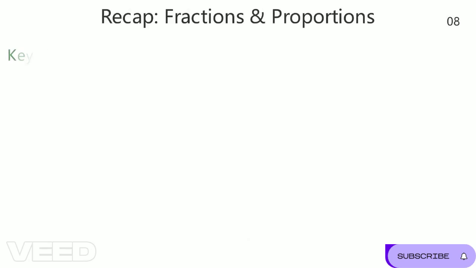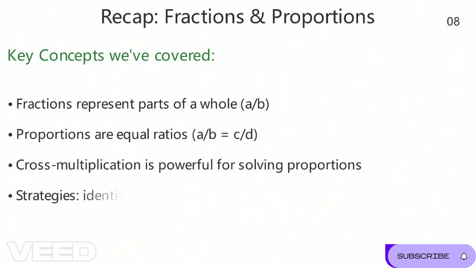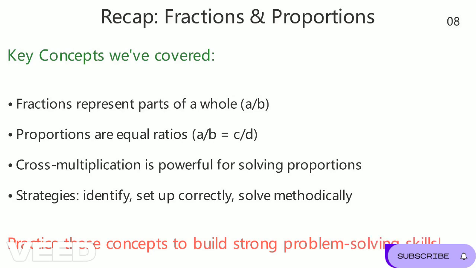Let's recap what we've covered about fractions and proportions. We've learned that fractions represent parts of a whole, written as a over b, where a is the numerator and b is the denominator. Proportions are relationships where two ratios are equal, written as a over b equals c over d. We've seen that cross multiplication is a powerful technique for solving proportion problems. Most importantly, we've practiced key strategies: identifying what the problem asks for, setting up proportions correctly, and solving them methodically.